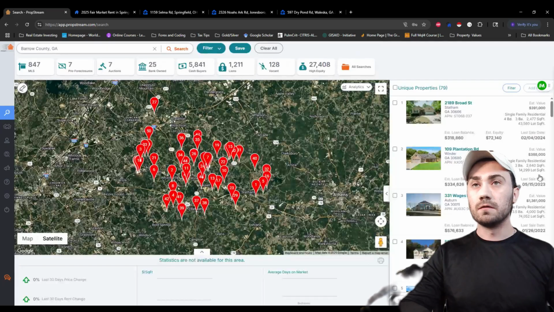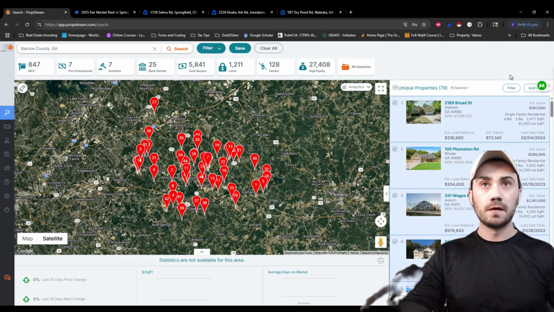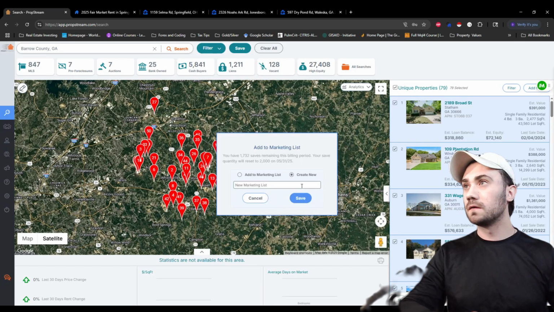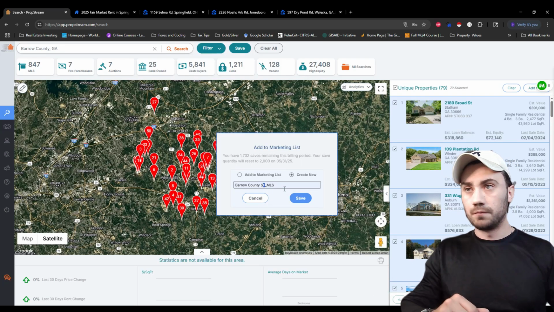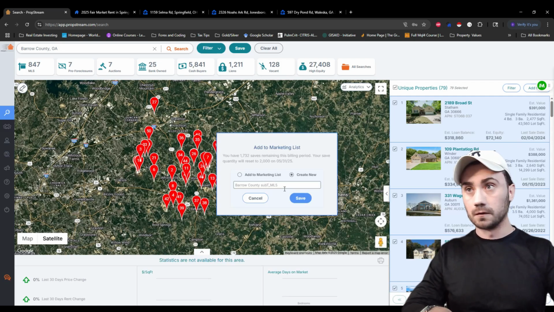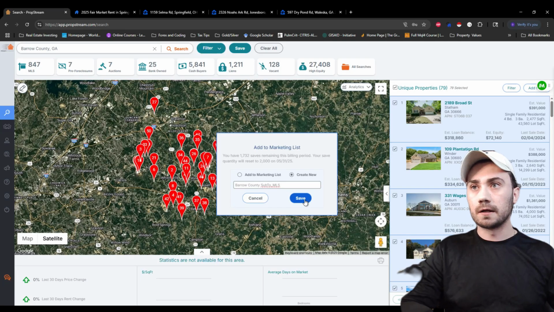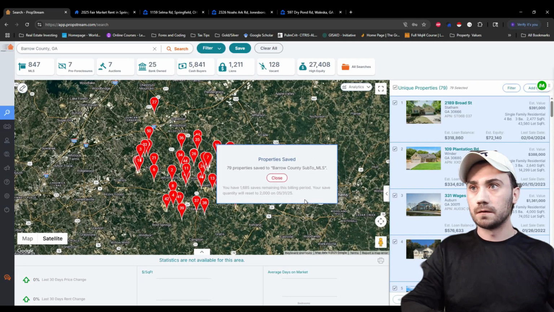So now let's just say view the 79 properties. We are in Barrow County. I'm going to select this list, add this list, and create a new one. Once I create a new list, I'm going to save it as Barrow County, and let's put this in as a subject to, Sub 2. And let's capitalize the S. So now we have Barrow County Sub 2 MLS. Now I'm going to click save. So this is my new list for our subject to properties.